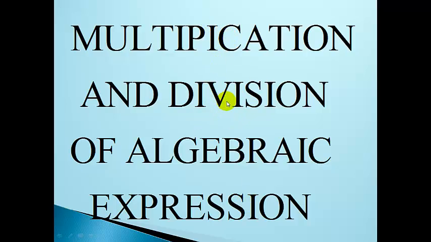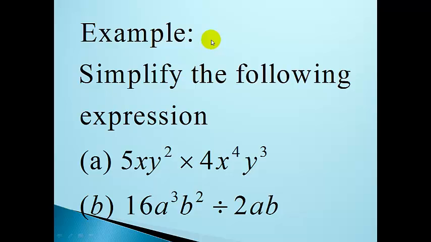Now multiplication and division of algebraic expressions. Let's look at how we can multiply algebraic expressions. Example, simplify the following expressions. A. 5xy squared times 4x to the power 4 y to the power 3. B. 16a cubed b squared divided by 2ab.